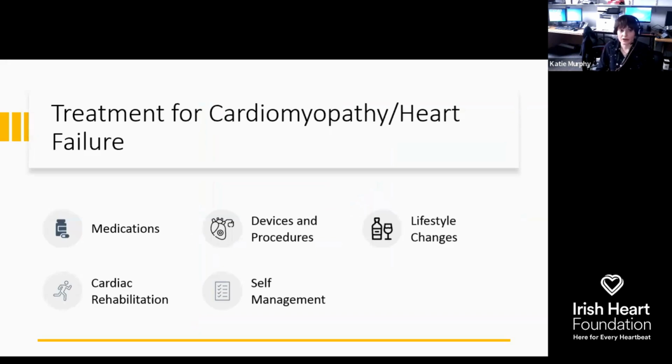So I'm going to go somewhat briefly through treatments for cardiomyopathies and heart failure, because I know that this has been covered in other talks. Some of the goal of this is to help you understand why we choose certain treatments, because I think knowledge is power. And if you know why you're on a treatment, then hopefully it will help you to be engaged with it and to maybe put up with some side effects, which can be a little troubling at the beginning.